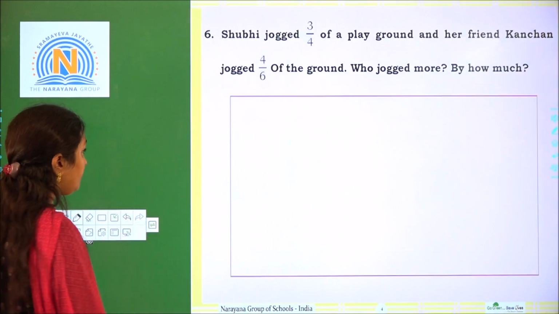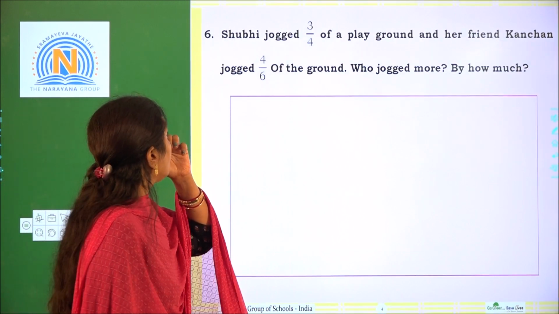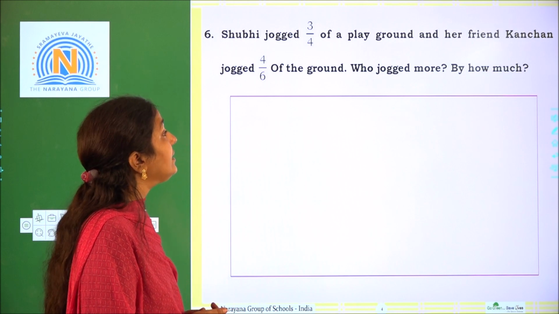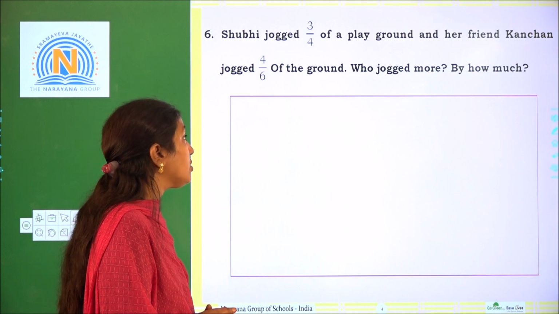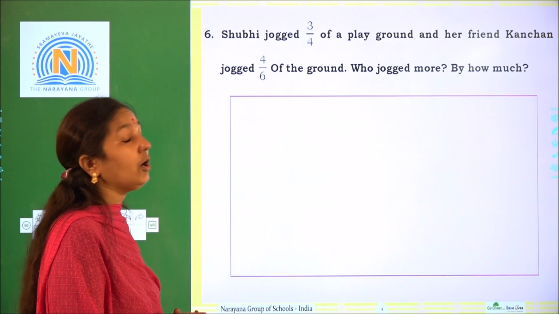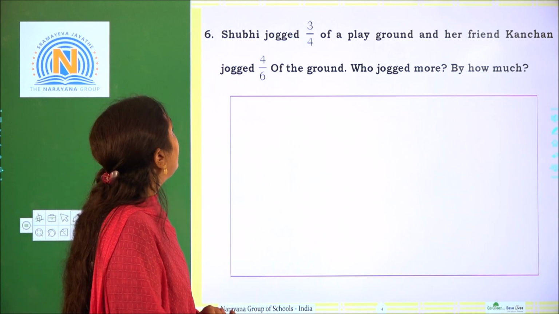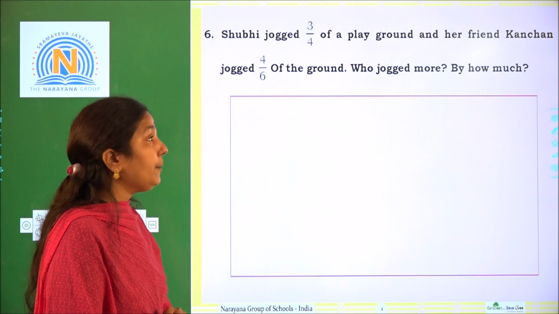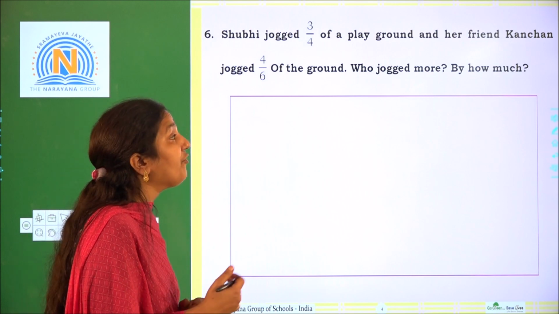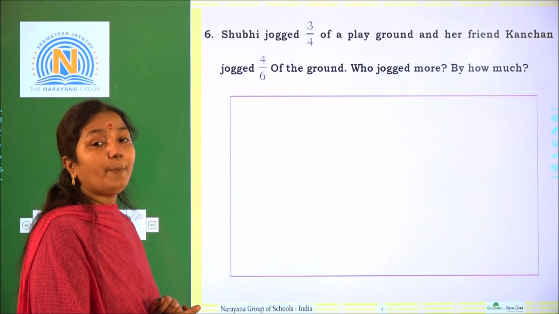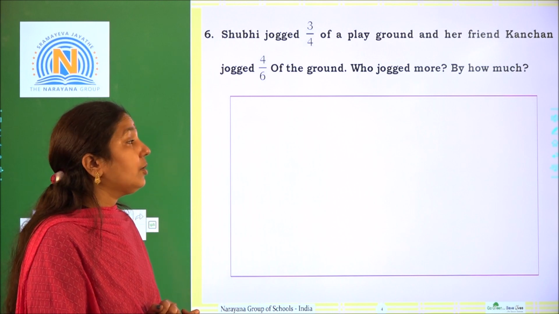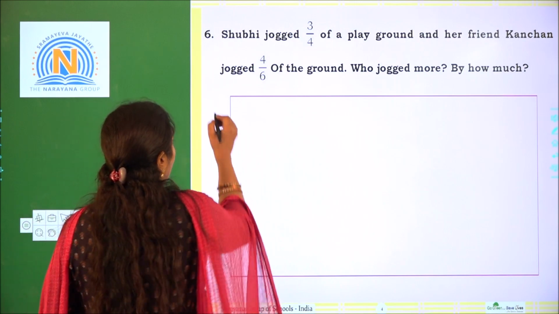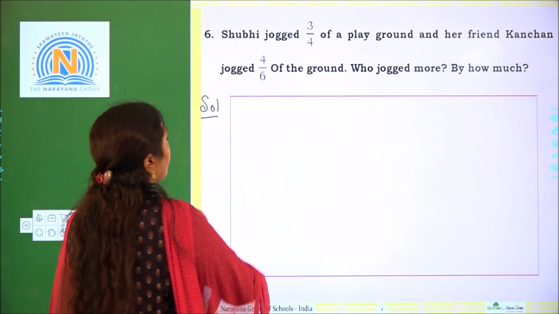Next one. Subhu jogged 3 by 4 of a playground and her friend Kanchan jogged 4 by 6 of the ground. Who jogged more, and by how much? So here, what is the given? Subhu jogged 3 by 4 of a playground and her friend Kanchan jogged 4 by 6 of the playground. Who jogged more and by how much we have to find. What is the solution, children?